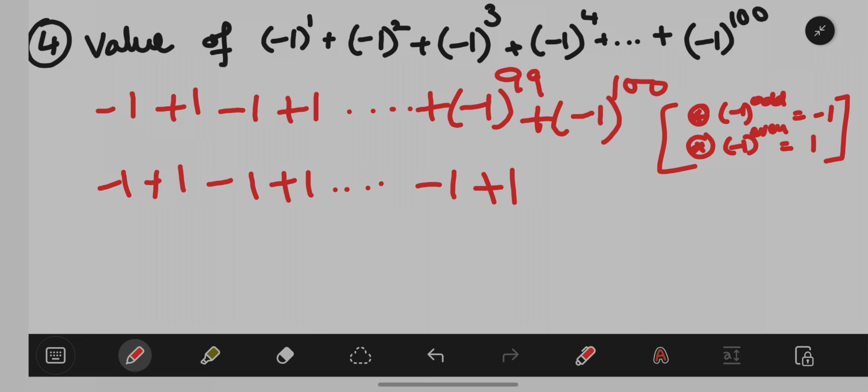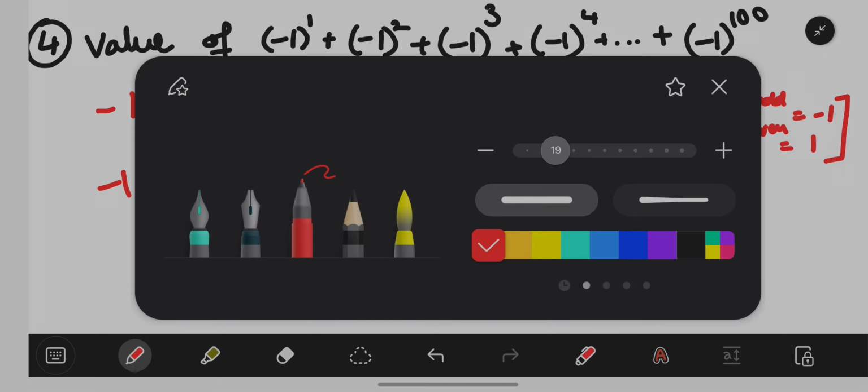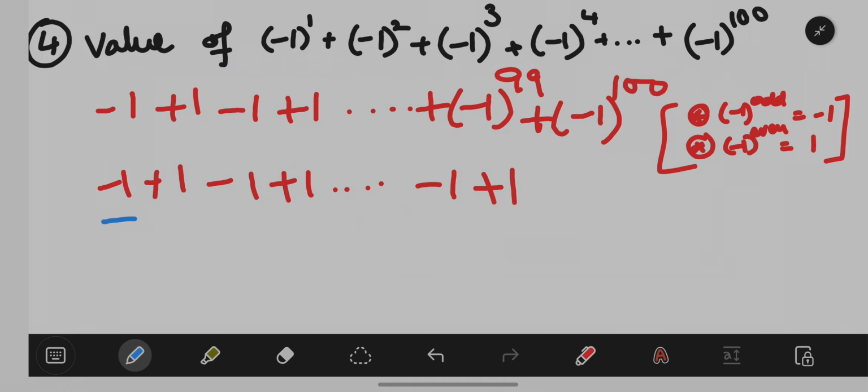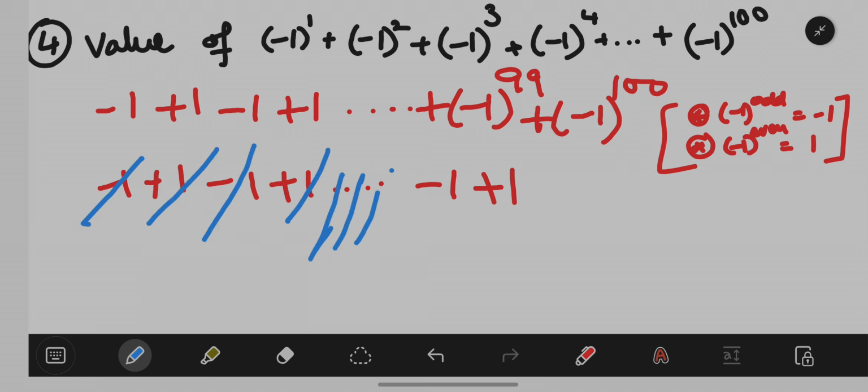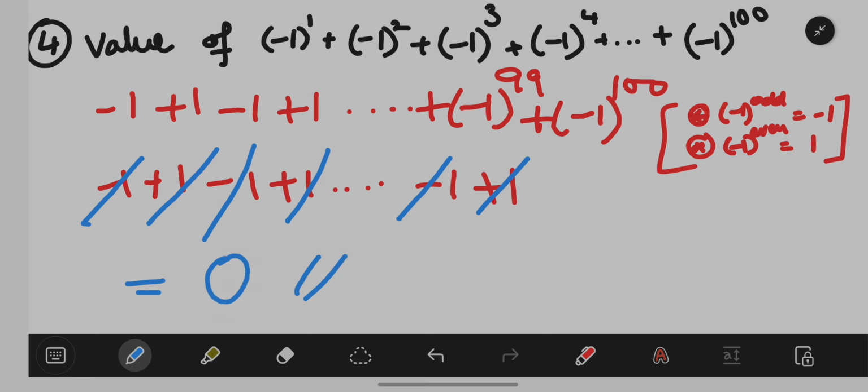See, you observe one pattern. Here minus 1 plus 1. Right? Here a negative number, a positive number. Cancel, right? Minus 1 plus 1 is 0. Again minus 1 plus 1. Here also next you will have minus 1 plus 1, minus 1 plus 1. It will cancel as a pair. In the last also you see minus 1 plus 1. So everything is getting cancelled and the final answer is 0. 0 is the answer for this type of question.